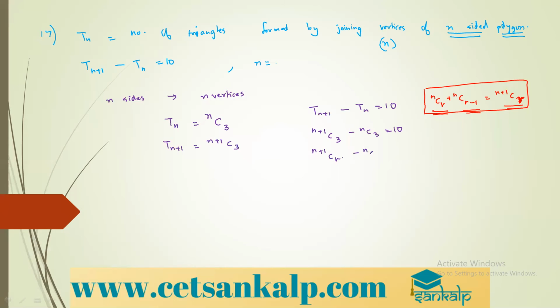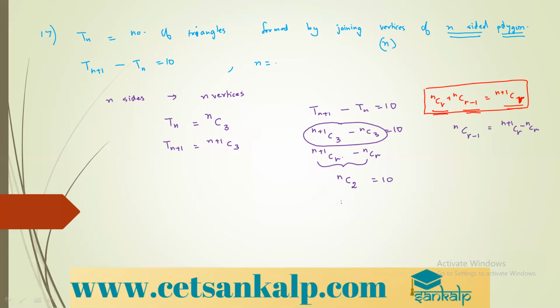This is nCr. So what can I write from the formula (n+1)Cr minus nCr? What will it be equal to? It is nC(r-1). So together I can write 3 minus 1, which is 2. So this together I can write as nC2 equal to 10.